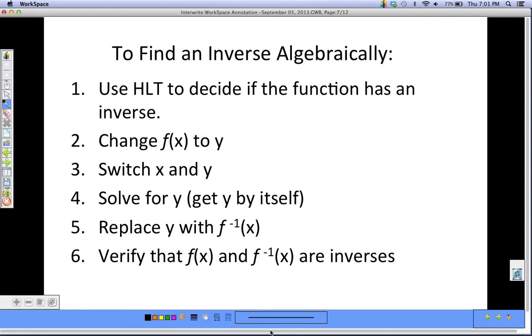The first thing we're going to do is determine if the function has an inverse by using the horizontal line test. We're then going to replace our f of x with a y. Because an inverse is switching the x and the y, we've got to switch our x and y. We're then going to solve for y. And once we've done all of that, we can put in f inverse of x for our y. And step 6, I won't be too picky on, but if you want to double check your work, always verify.